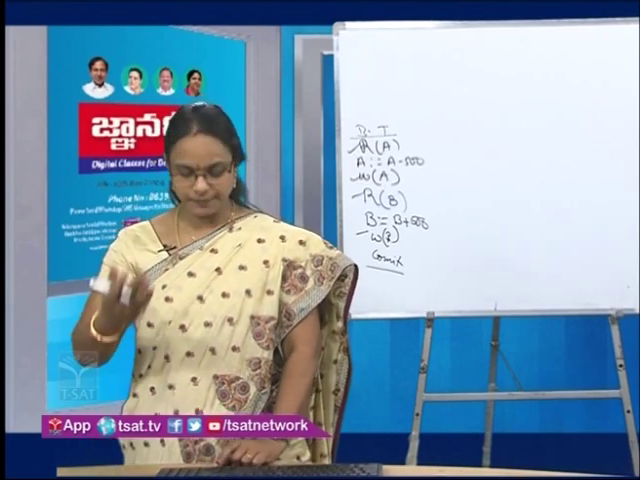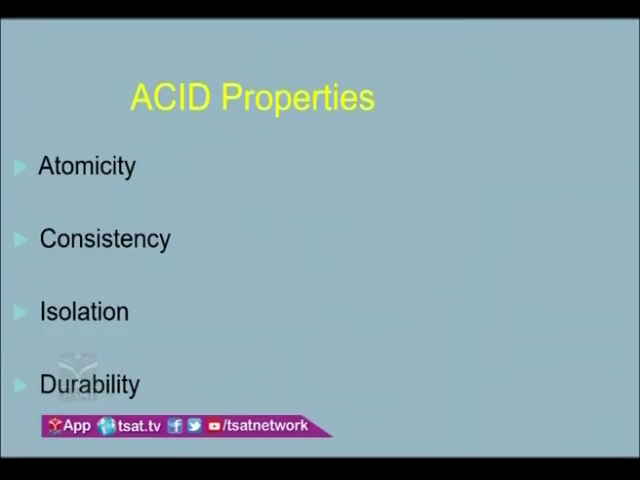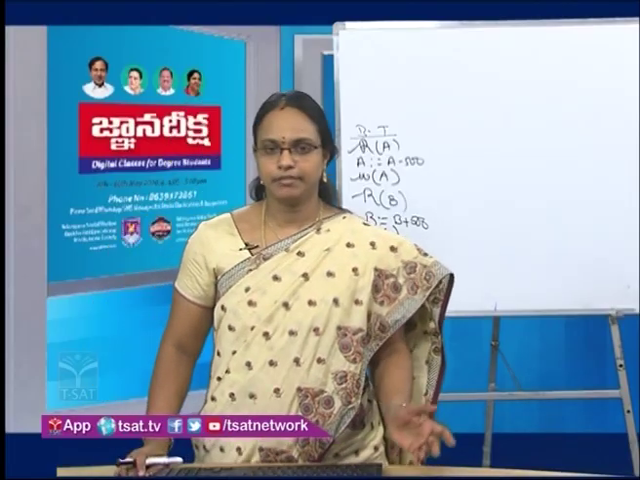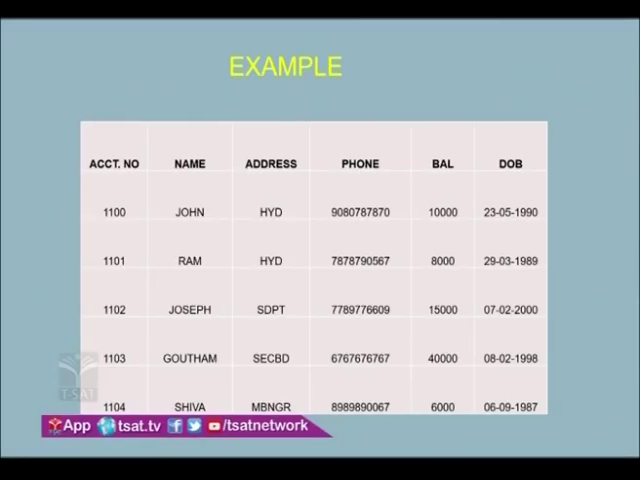Transaction processing system maintains the duplicate data. So these are the 4 properties. We collectively call these properties ACID properties. Fine. Now, this is the example, a bank example taken.